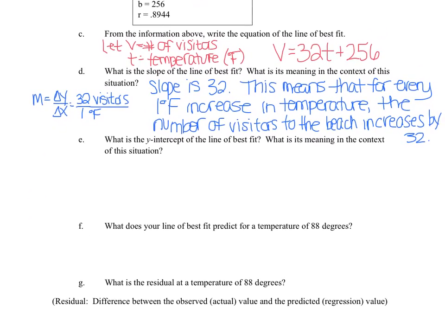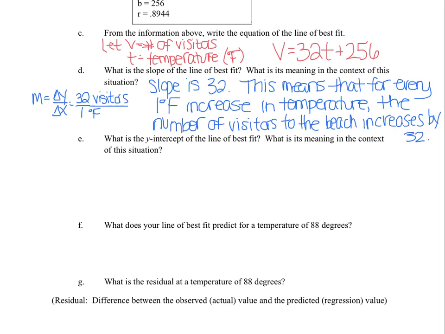Next, what is the y-intercept of the line of best fit? What is its meaning in the context of this situation? Well, the y-intercept is (0, 256). This means that when it's 0 degrees Fahrenheit, we have 256 visitors. And that's what the context is.